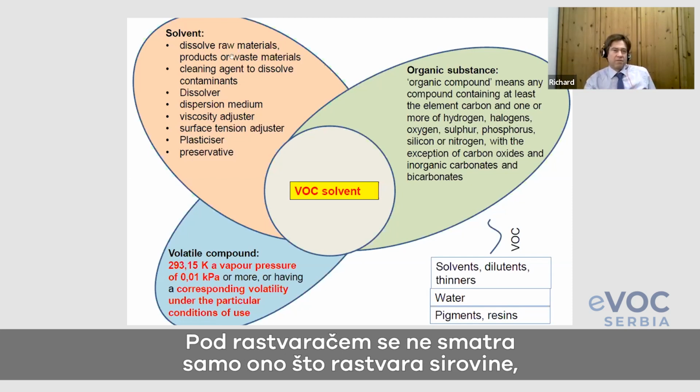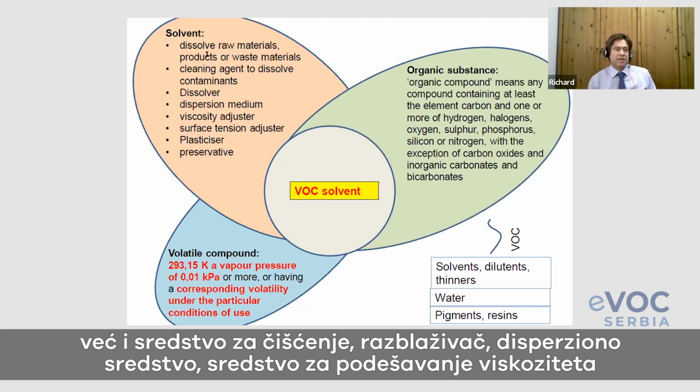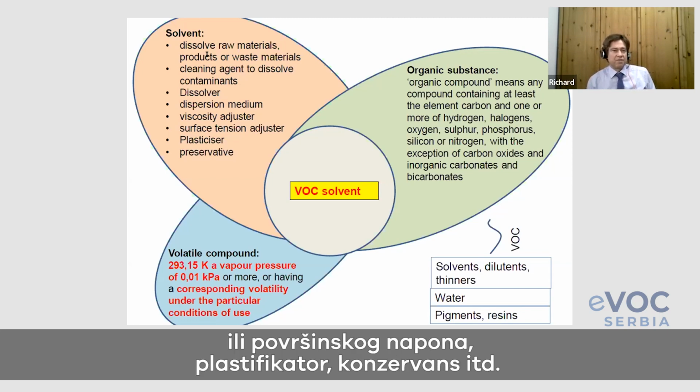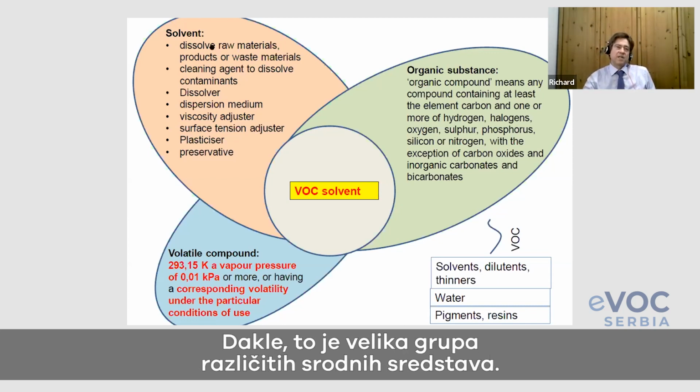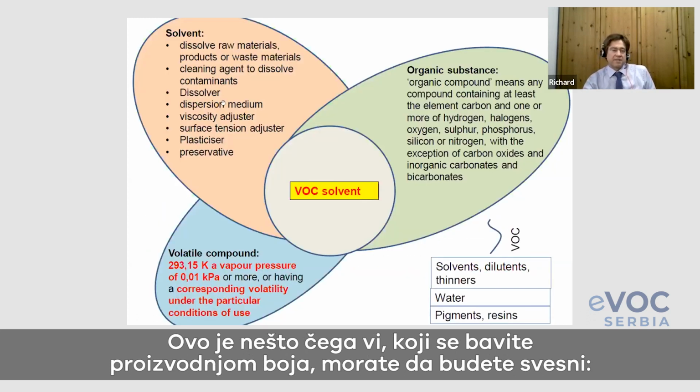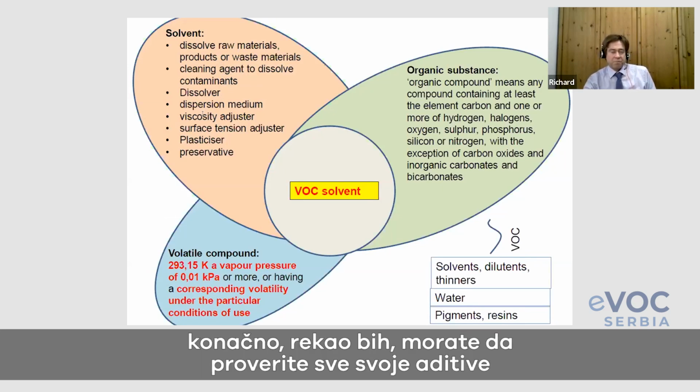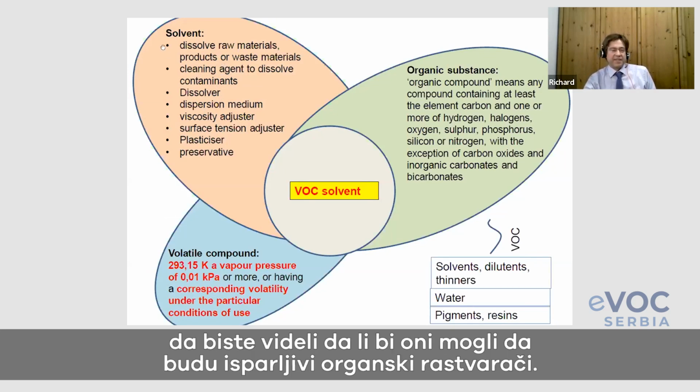So solvent means not only dissolving the raw materials, but it includes cleaning agents, dissolvers, dispersion media, viscosity adjusters, surface tension adjusters, plasticizers, preservatives, and so on. So it includes a big family of different types of agents. This is something that you, when you do your paint manufacturing, must be aware of: you have to check all of your additives if they could be a volatile organic solvent.